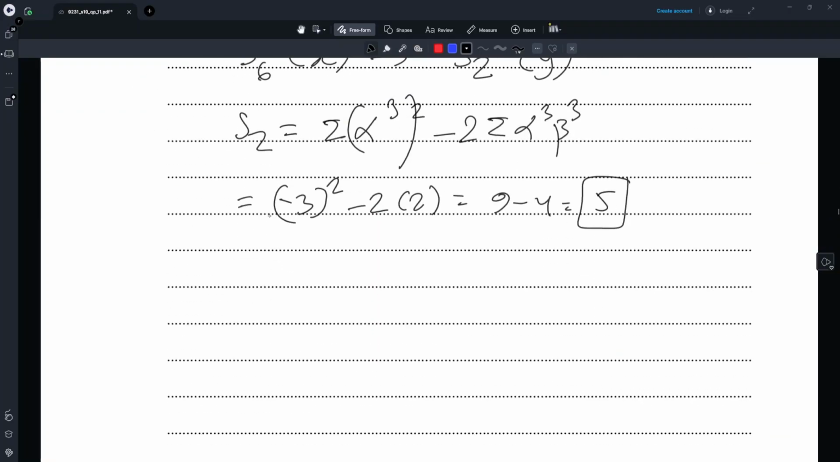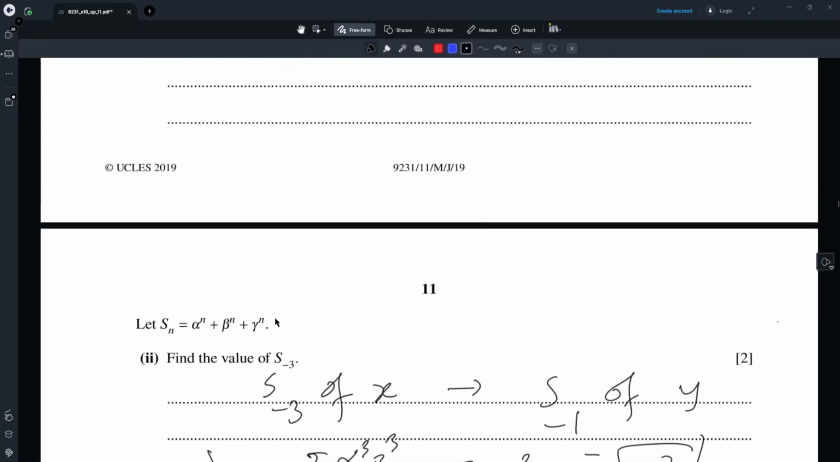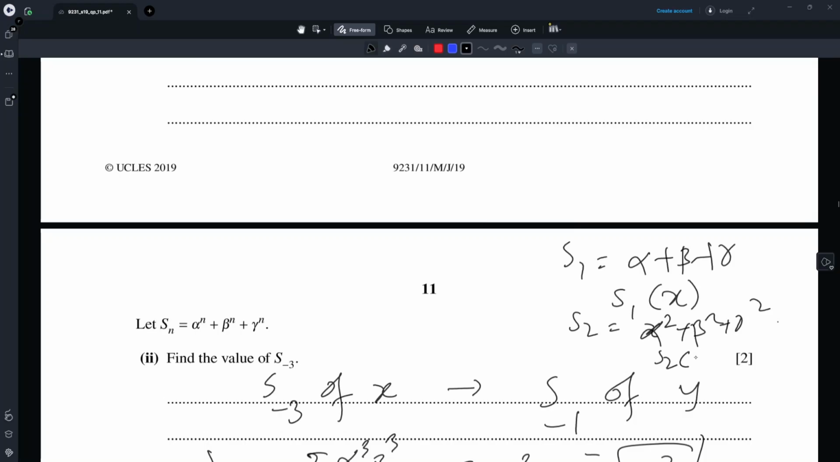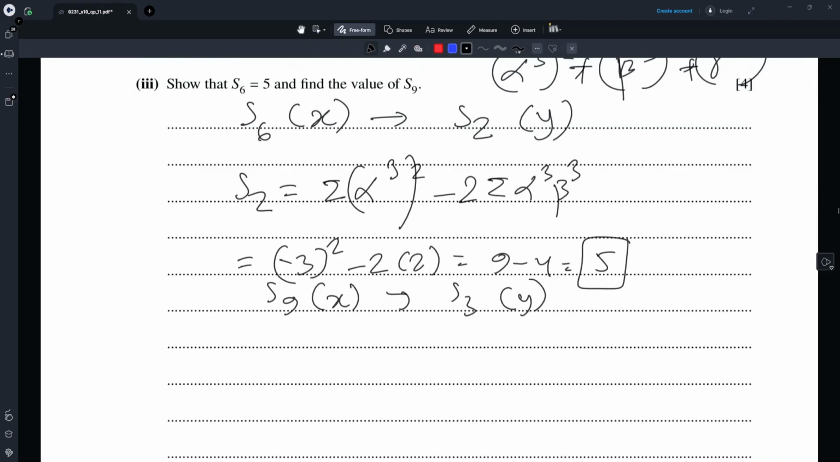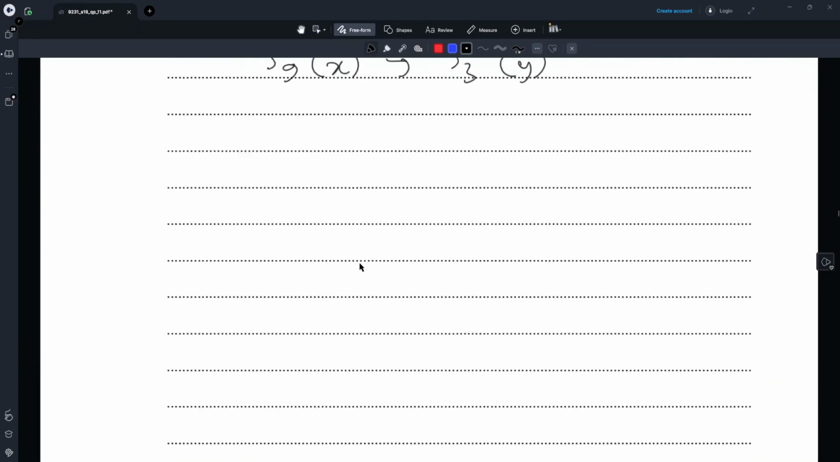For S9, S9 of x is the same thing as S3 of y. And S9 of x, because we have here the roots to the power n, S1 means alpha plus beta plus gamma, which is the same as S1 of x. S2 being alpha square, beta square, gamma square, which is the same as S2 of y, and so on. So this is the way this thing works. Then for S9 of x, it's the same as S3 of y, as we have seen already earlier.